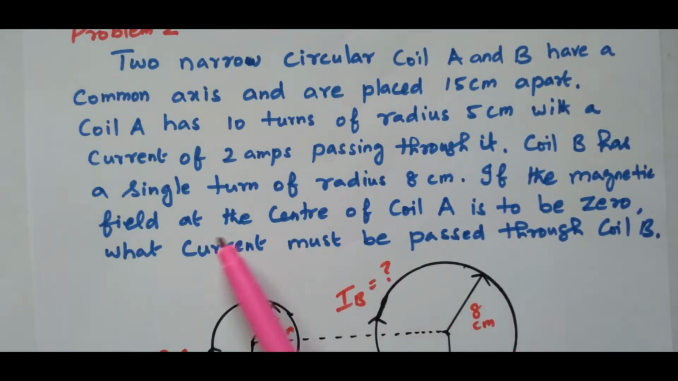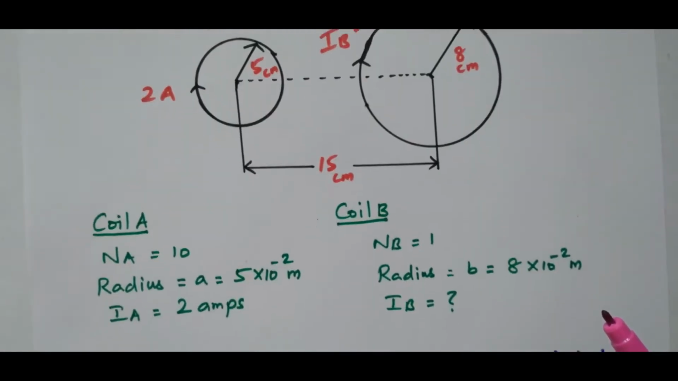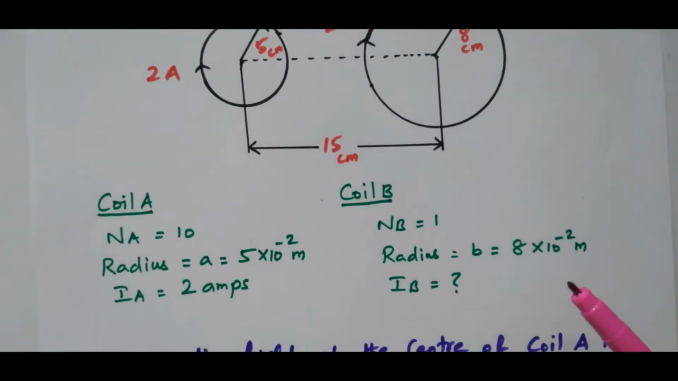So the magnetic field at the center of coil A has to be 0, and we need to find what current is passing through coil B. That is the question asked, right? So we'll see what the data are.